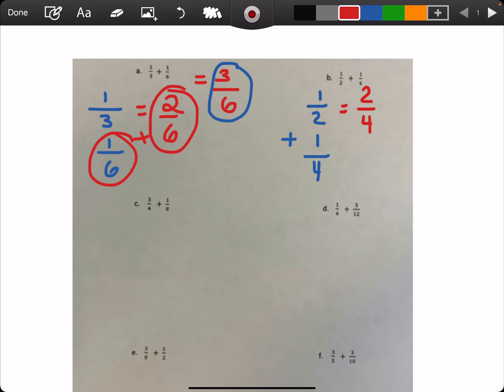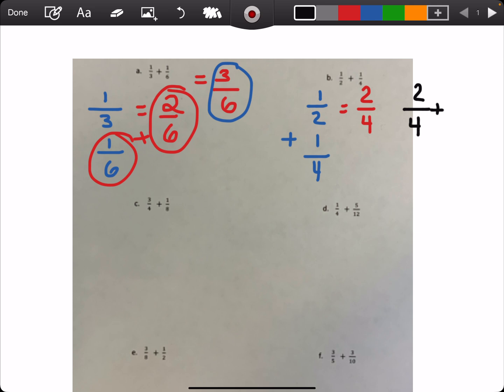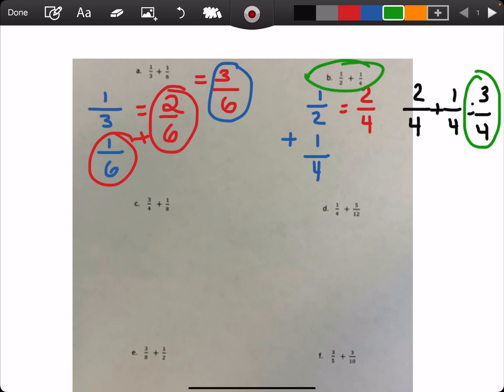So now all you're doing is we have 2/4 plus 1/4 equals 3/4. All right? So 1/2 plus 1/4, our original problem, is 3/4.